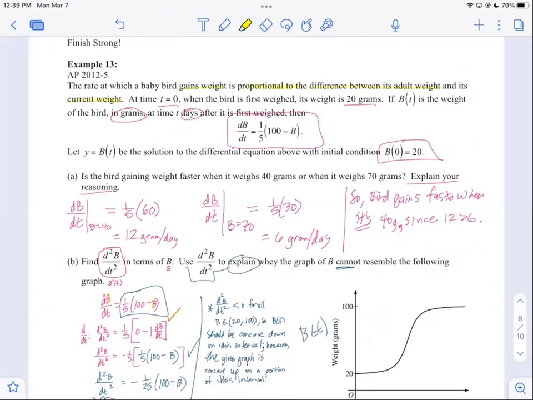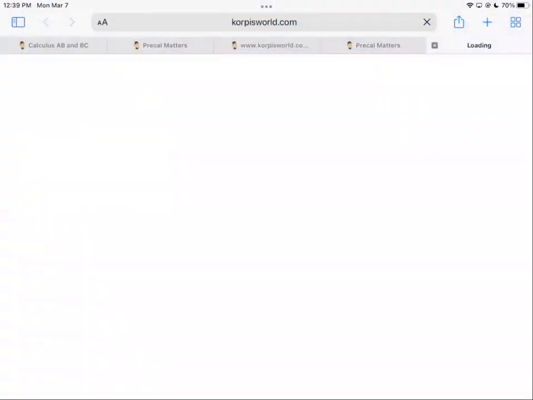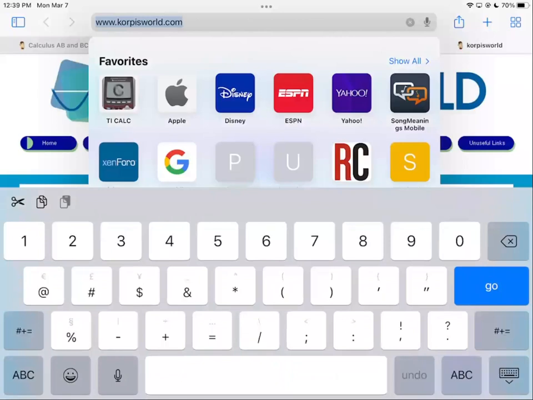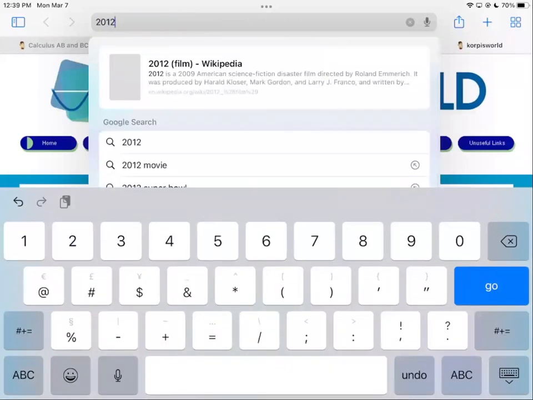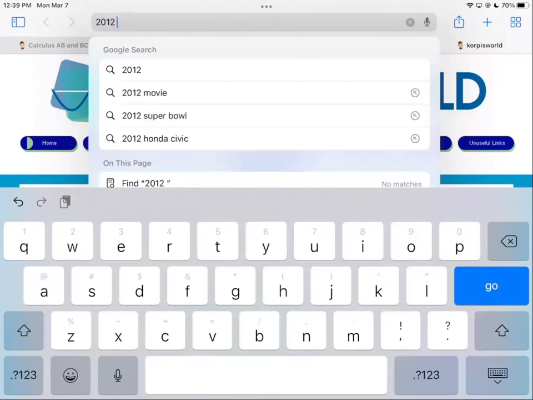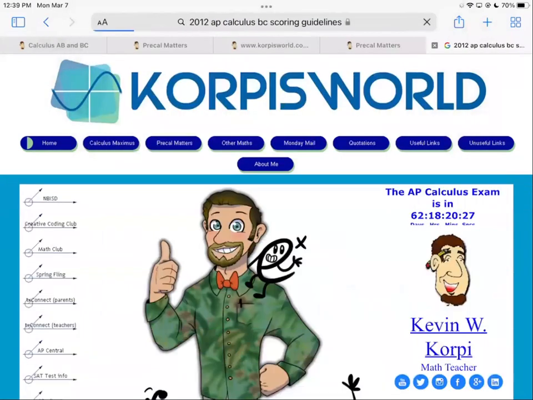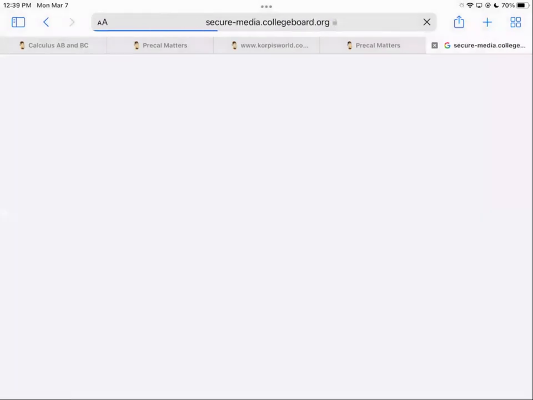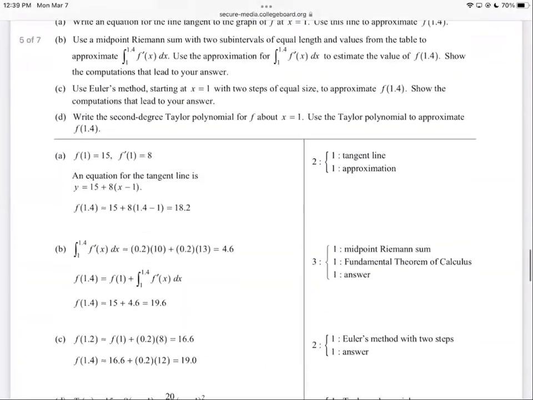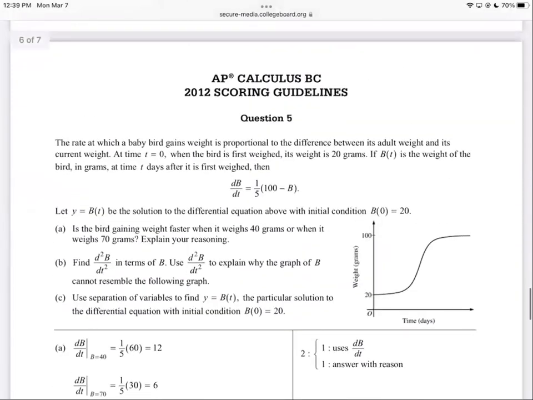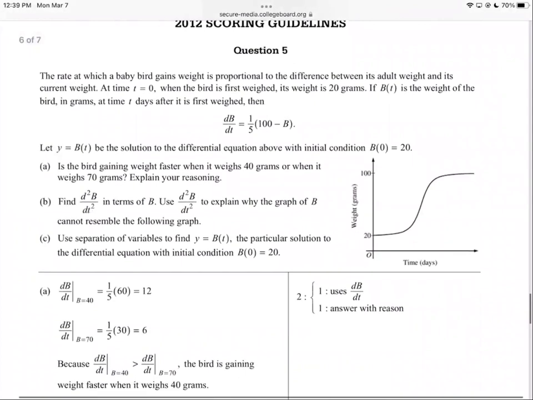The average was kind of low. You want to look it up? 2012 question 5. Let's see if I can get Siri. No, here we'll do this. 2012 AP Calculus. And we look up scoring guidelines. Let's see if this was a joint question. All right, here it is. So let's see how we would have done.